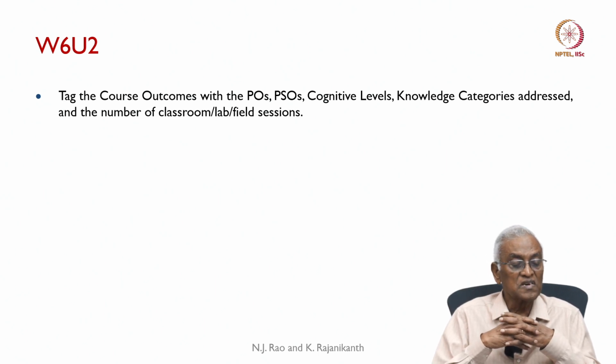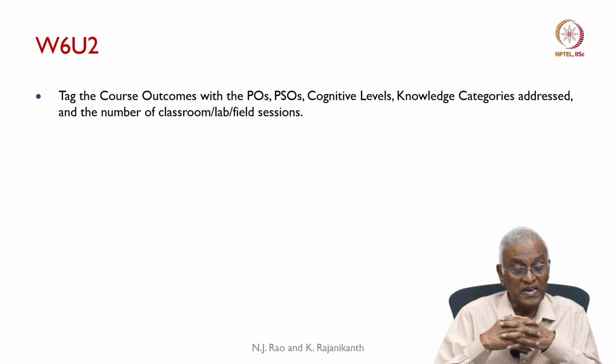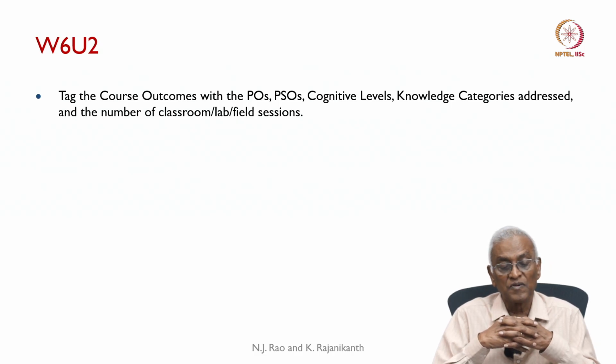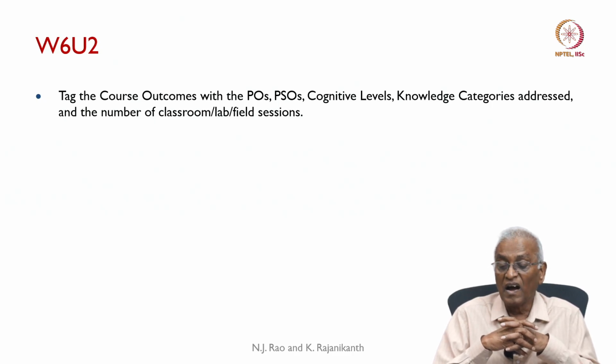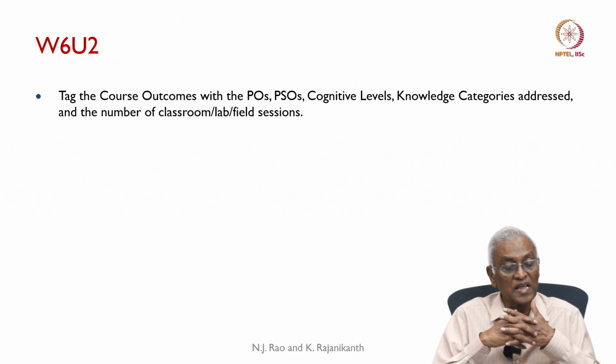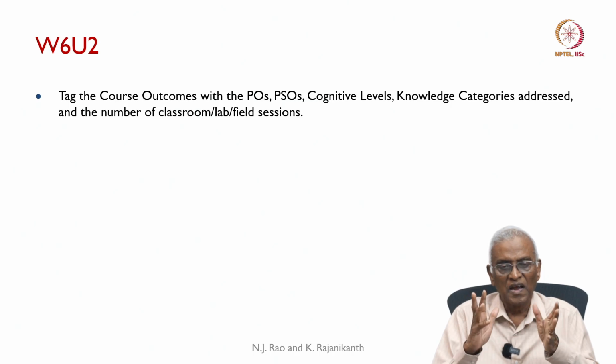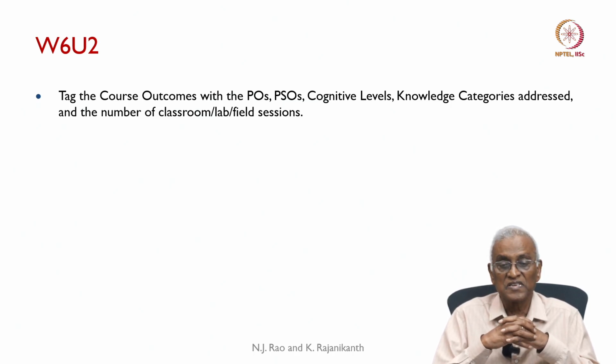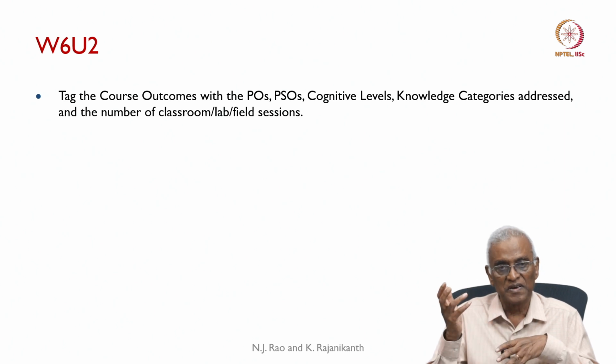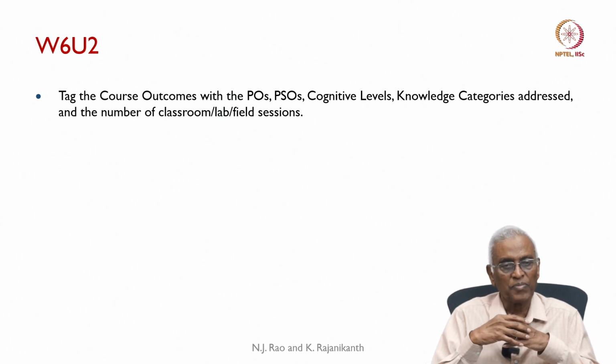In the next unit, we will tag the course outcomes with the POs, PSOs, cognitive levels, knowledge categories addressed, and the number of class or laboratory sessions that you have. We'll see how to convert this into a tabular method that will facilitate your computation of attainment, as well as planning your instruction.